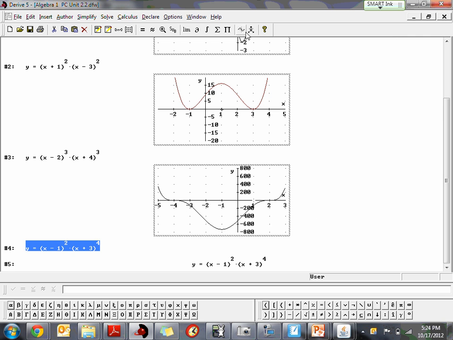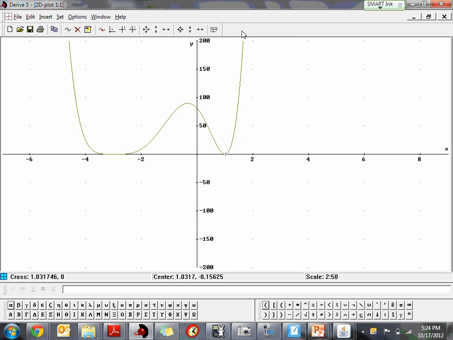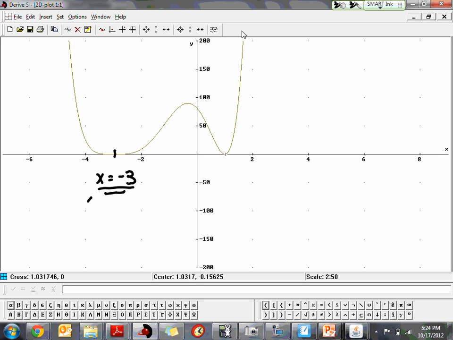So just quickly going back to this graph, the point I wanted to emphasize is that we had x equals negative 3 as one of our zeros, but this had a factor of x plus 3 to the fourth power. This one has an x-intercept at x equals 1, which means the factor had to be x minus 1, and this one was raised to the second power.